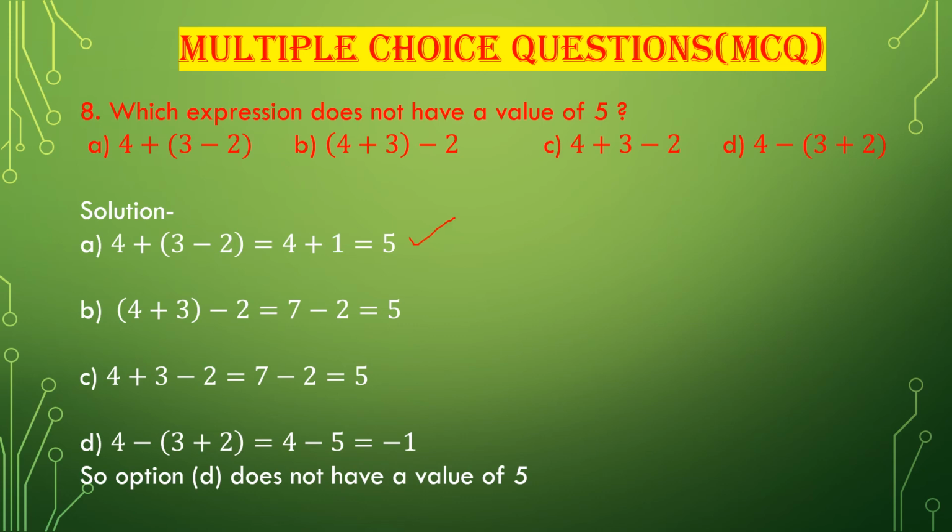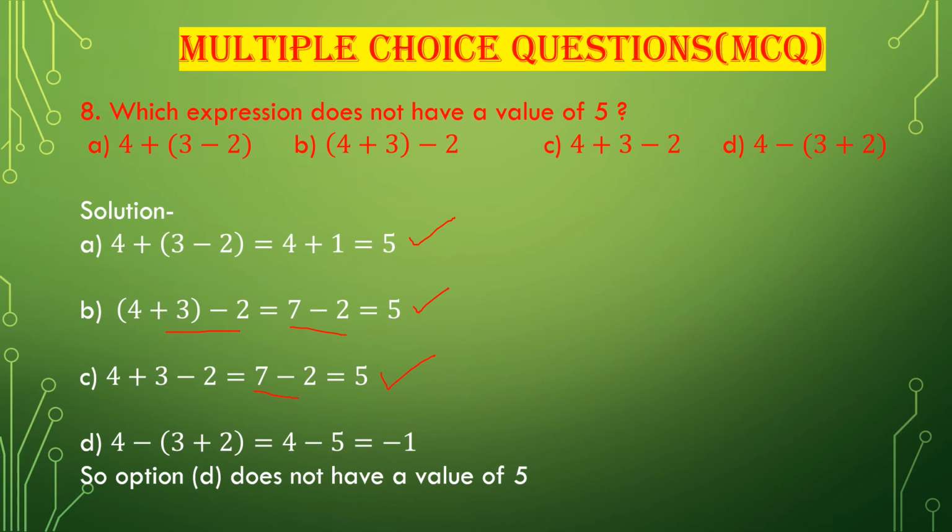And second, option B is (4 plus 3) minus 2, with 4 plus 3 inside the bracket. 4 plus 3 is 7. 7 minus 2 is 5. We get the value 5. And C, 4 plus 3 minus 2. Addition and subtraction have equal priority, so equal priority operations are performed from left to right. So first the addition will be performed. 4 plus 3 is 7. 7 minus 2 is 5.